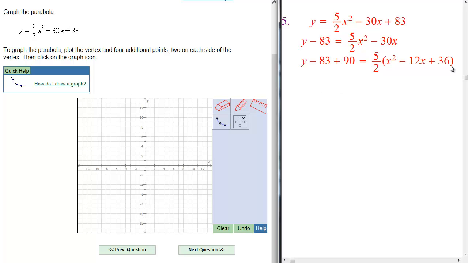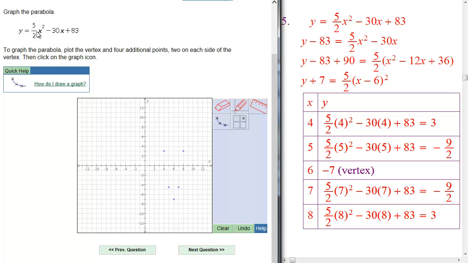So now what do we have? We have y, -83 plus 90 will give you +7 equals 5 halves times x -6 squared. So we have y plus 7 equals 5 halves times x -6 squared. So our x coordinate is going to be 6, and our y coordinate is going to be -7 for the vertex. Alright, so let's plot a few points and see what we got. And again, the 5 halves coefficient of x squared was positive, so you know the graph faces upward.